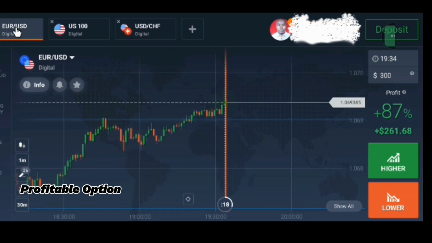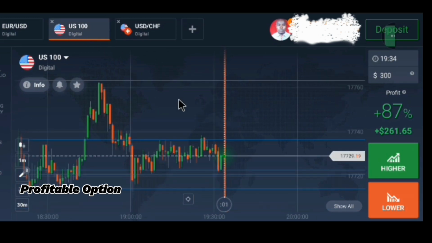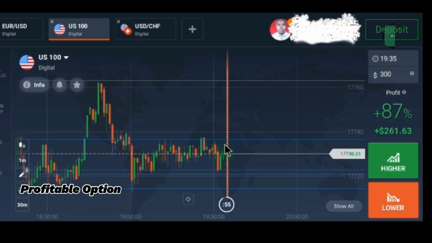But let me see the other one. Okay, you can see that this one is still trending up. I will not be greedy to start chasing after a trade here. I'll wait for it to come here once again to place a trade. Let me wait for this US 100, and then when it gets here, I'll place a trade.